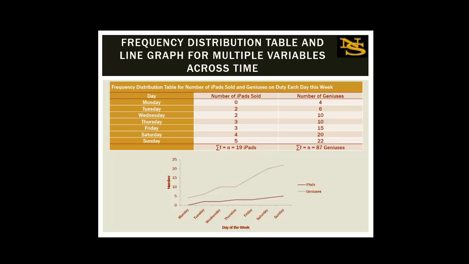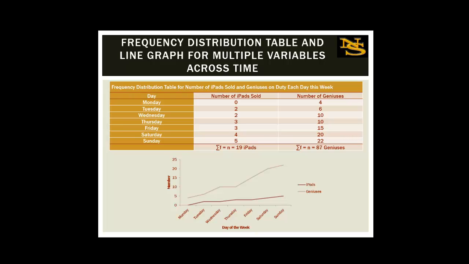Well, this graph makes it look like there's not much of a relationship between iPads and geniuses on staff, and it suggests that there's always far more geniuses on staff than iPads being sold each day. This graph actually underrepresents the fluctuation in iPad sales. If you look at the raw numbers in the data or in the frequency distribution table, you can see there is some variation. But when you look at the line graph, it looks like there's not much fluctuation or variation in iPad sales. It looks like kind of a straight line.